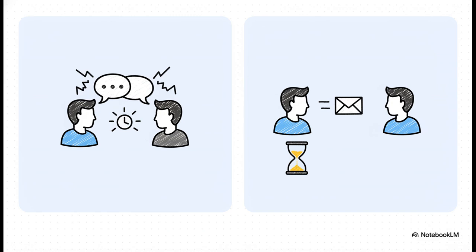First, you've got synchronous communication. That's real time. It's live. Think of a video call or an instant message chat. Everybody has to be there at the same time for it to work. Then you have asynchronous communication. This is stuff like email or leaving a comment on a blog.